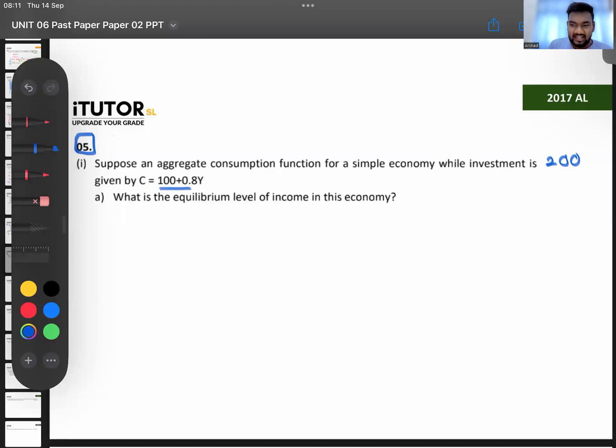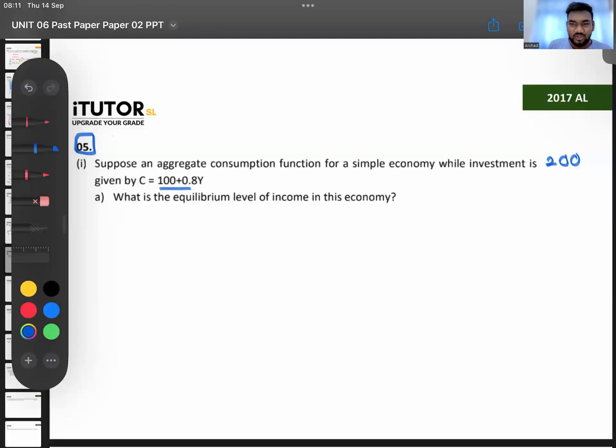There is nothing else, right? Government spending or something like that, there in the question? Government spending, net exports. No, right. Yes, please make this correction. When I was typing the past paper, I missed this. Investment is 200 and the consumption function is given by C equals this. They're asking you for the equilibrium level of national income.